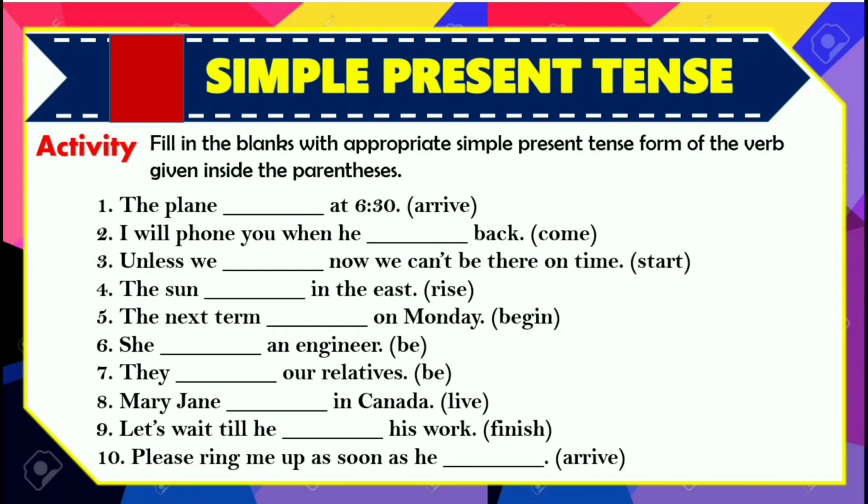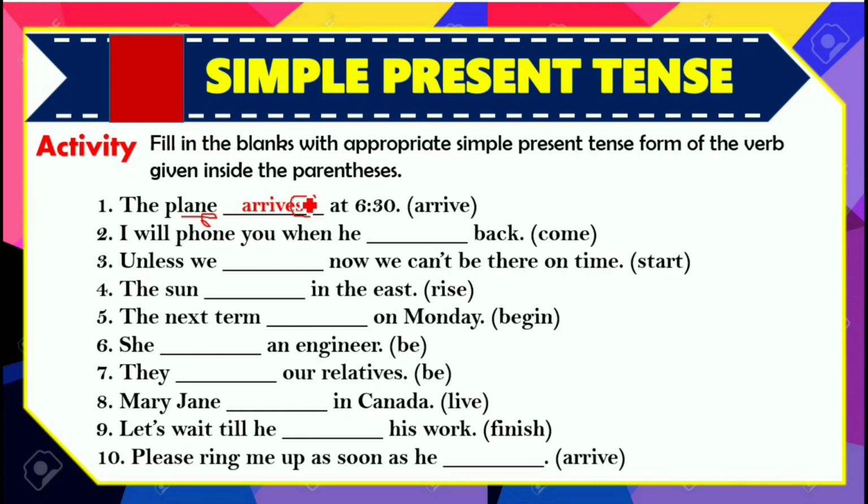Alright, so let's now check your answers. Let's have number 1. The plane blank at 6:30. So what's the answer? The plane arrives at 6:30. Plane is our subject, which is singular. That's why we have an S here. This is about scheduled events.